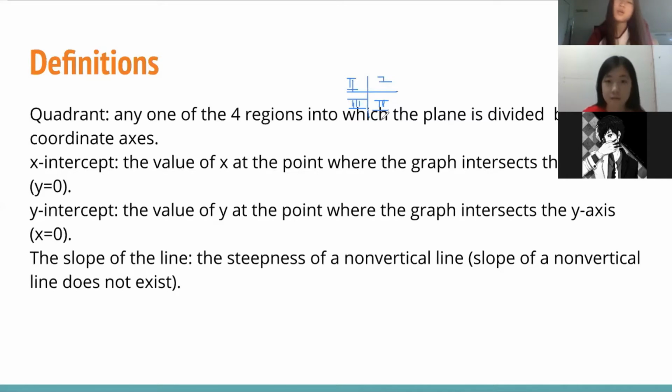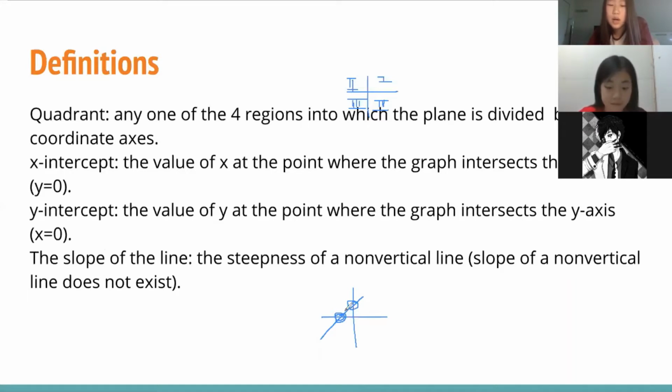And the x-intercept is the value of x at the point where the graph intersects the x-axis, which is like, the graph looks like this, and basically the x-intercept is this point where it touched. And the y-intercept is the same, but it's the y-axis.